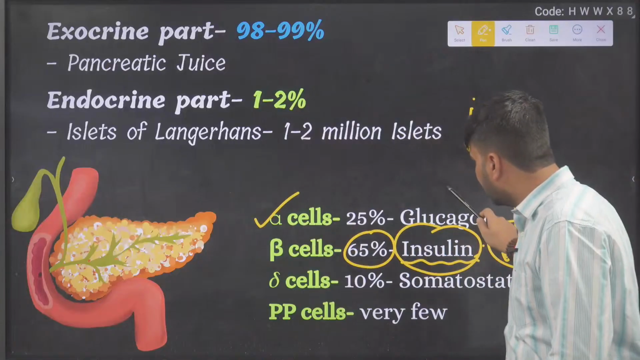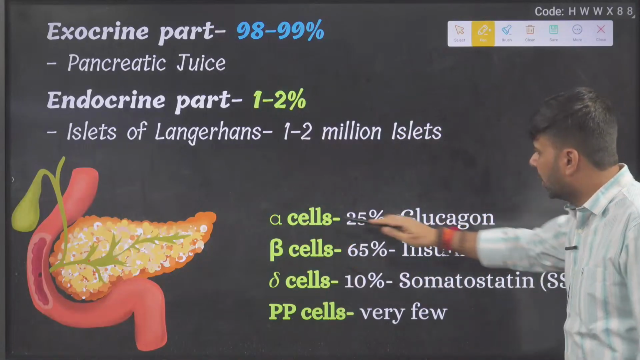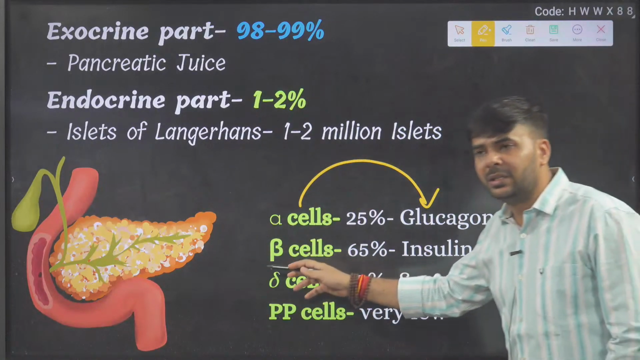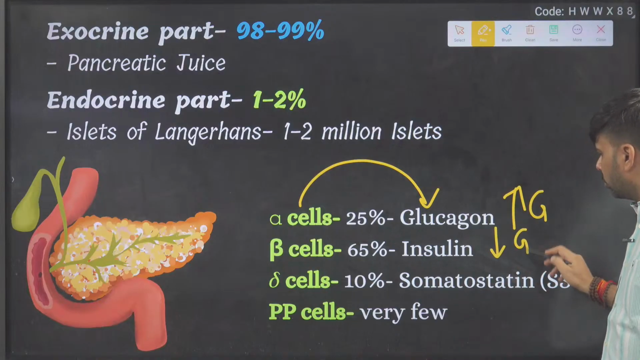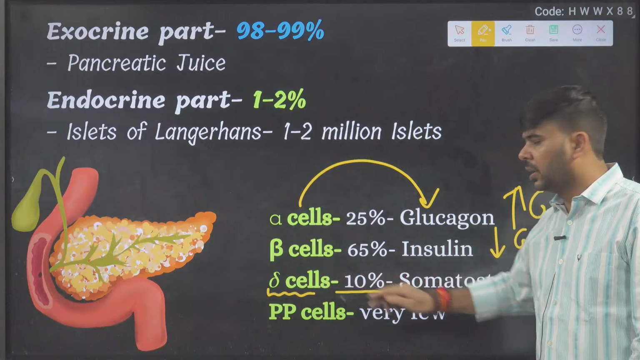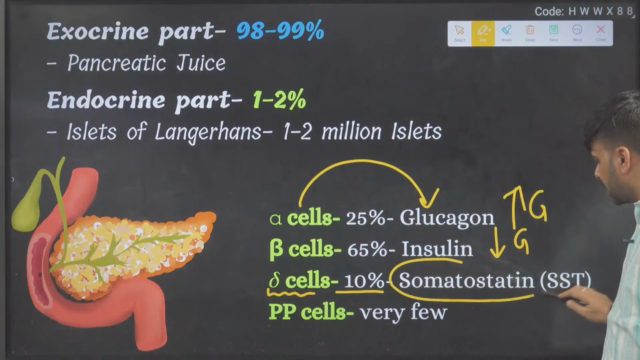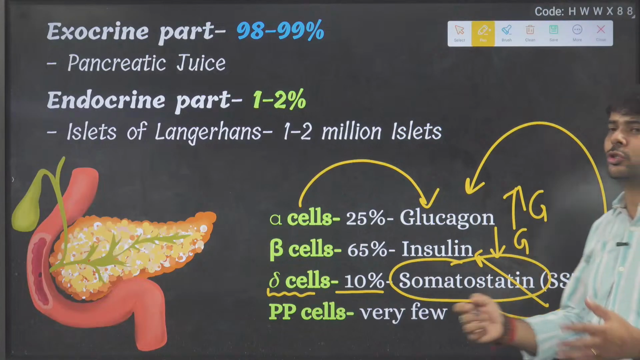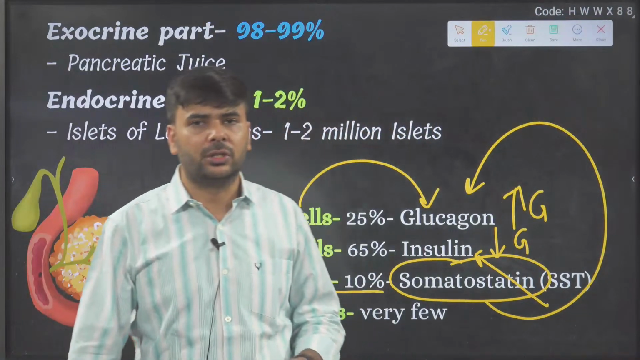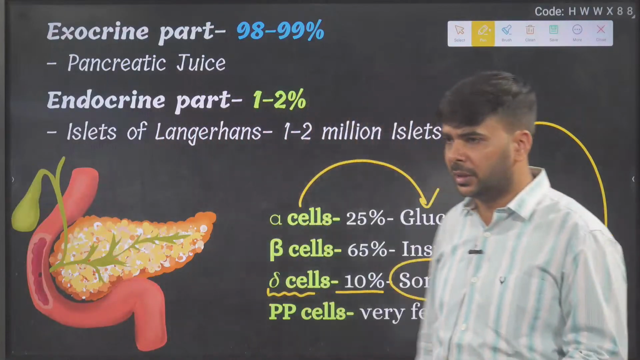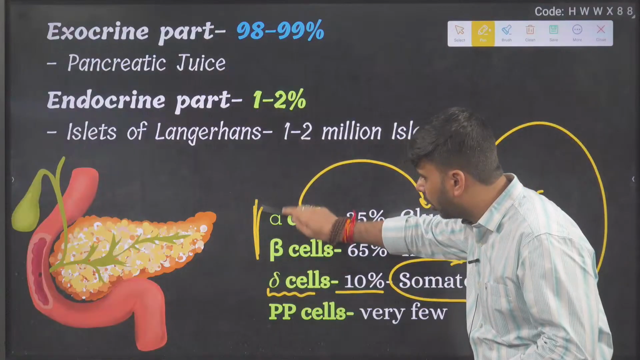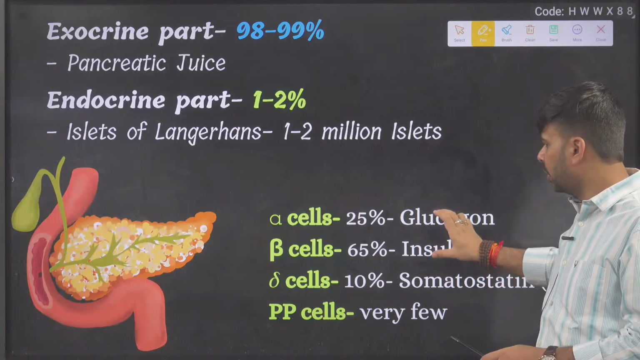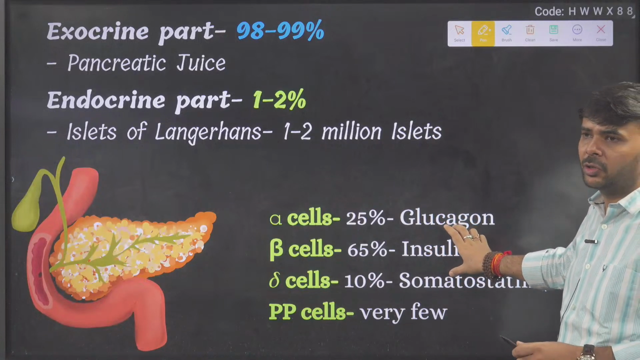So alpha cell, glucagon hormone, increases your glucose. Beta cell decreases your glucose. And delta cell or gamma cell secretes somatostatin hormone. Somatostatin controls both insulin and glucagon. I think this is clear. Mainly you have to focus on these two hormones, these two cells. Somatostatin you can neglect. For quick and better understanding, please focus on these two hormones.